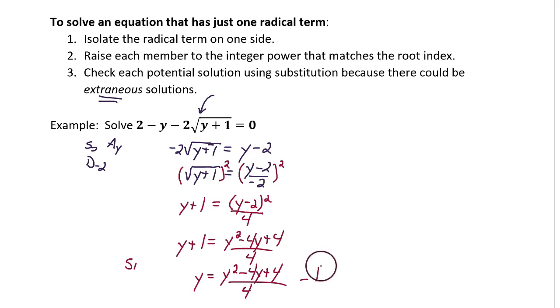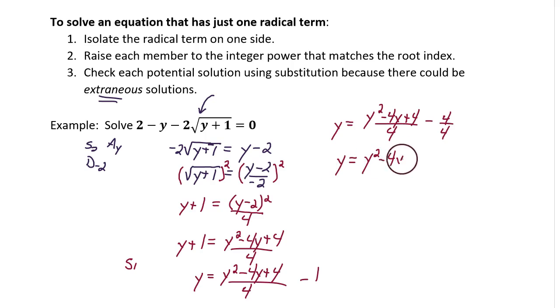Let's change the 1 into the fraction 4 out of 4 so that it has a common denominator with this first fraction. We'll go up here and continue our work. Y equals y squared minus 4y plus 4 all over 4 minus 4 over 4. Because we now have common denominators, we can actually combine our numerators. We have y equals y squared minus 4y all over 4.